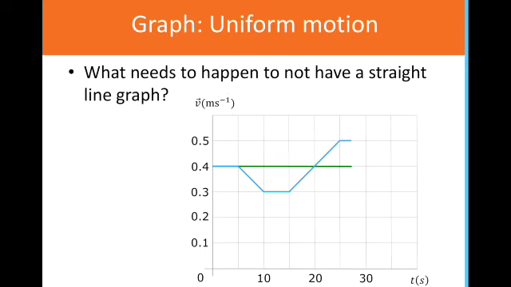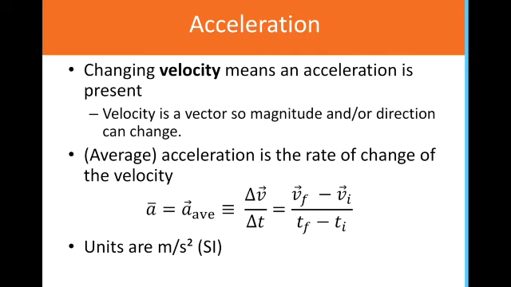So what's the trick here? How do you change velocity? That's basically what it comes down to, and that is through some acceleration. Changing velocity means that acceleration is present. Now, velocity is a vector, so it's got a magnitude and a direction. So in terms of an acceleration, this means that the magnitude and/or the direction of the velocity can change. It could be one or it could be both.